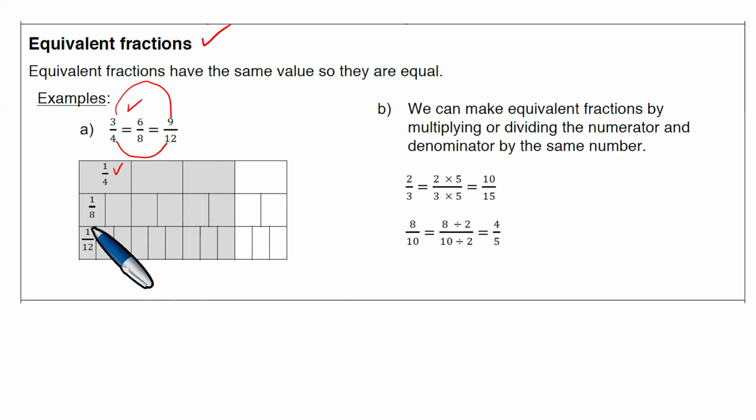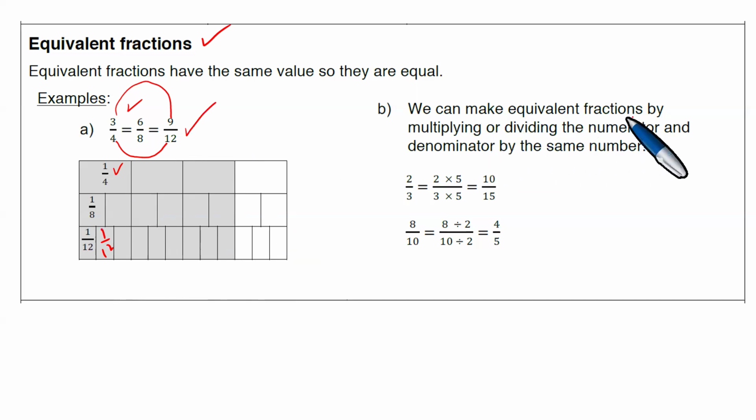Now, 9 out of 12. 1, 2, 3, 4, 5, 6, 7, 8, 9, 10, 11, 12. Then you're going to shade only 9: 1, 2, 3, 4, 5, 6, 7, 8, 9. You shaded 9 out of 12, where each section is 1 out of 12, but there are 9 shaded parts.